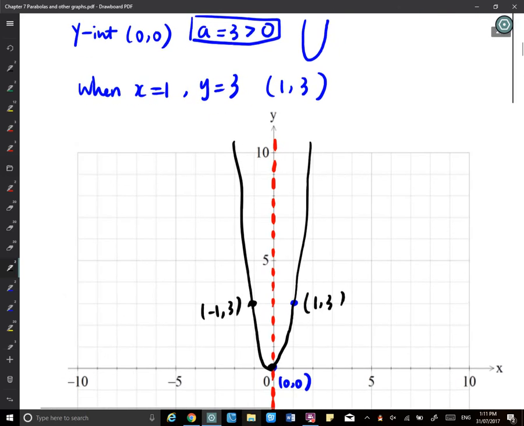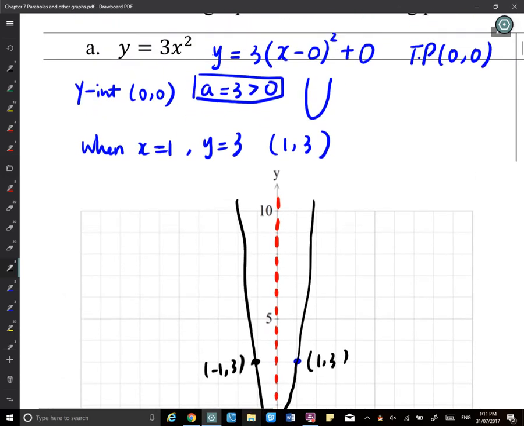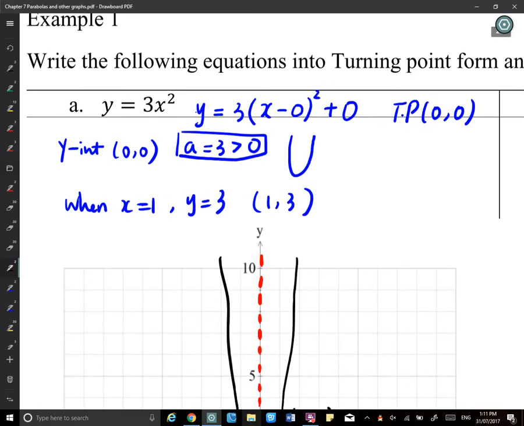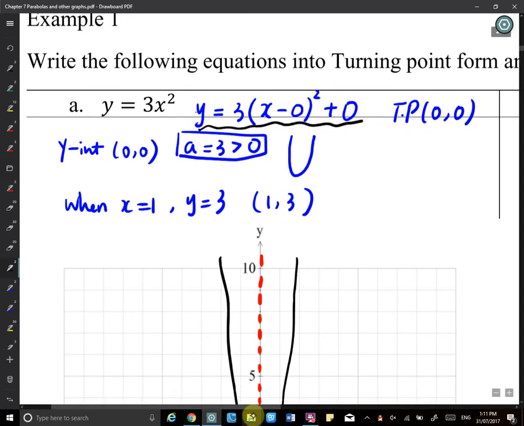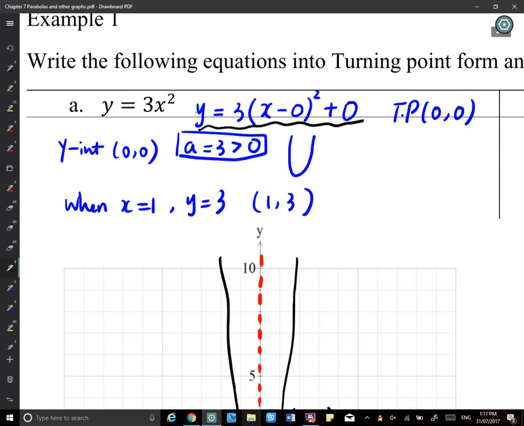That's the first graph, which is easy. But you need to know that this is actually the turning point form. X minus 0 squared plus 0. That is the turning point form. So 0, 0 is the turning point.